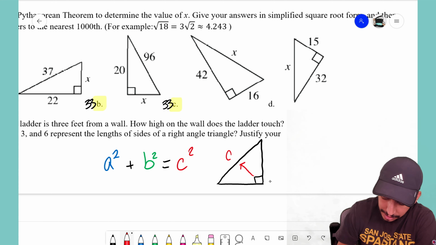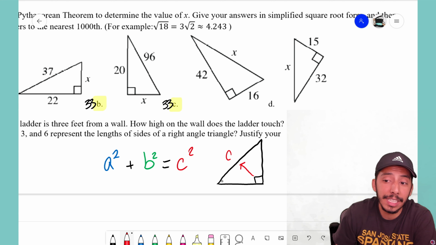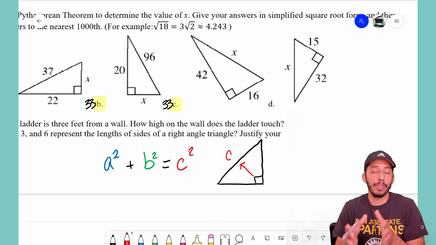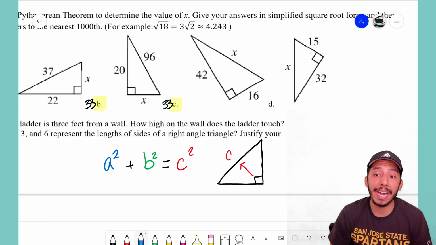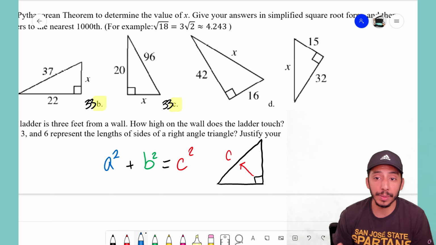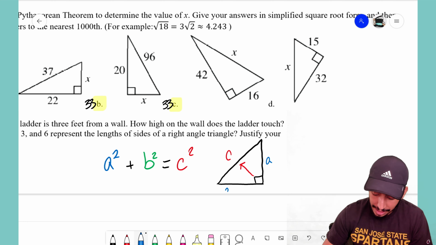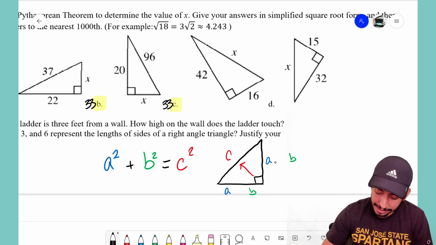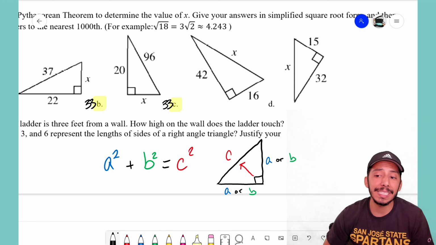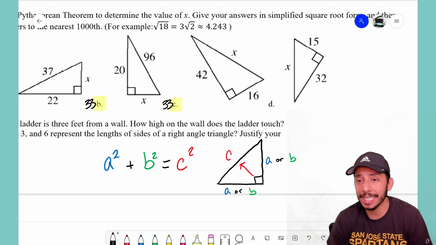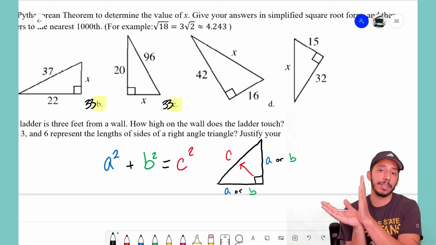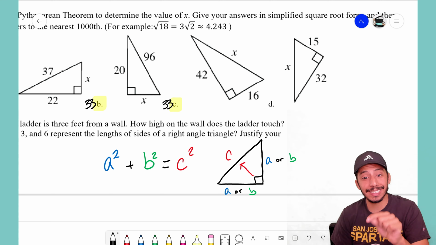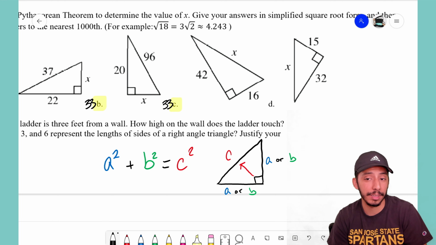The other two sides, you notice that those two sides are making the right angle, right? Those two sides make that right angle. It doesn't matter which one you label A, which one you label B. So I can write A, and then I'm going to also write B, and in the middle, I'm going to say or. Because it doesn't matter which one you write that as. One can be A, one can be B. The legs don't matter. The hypotenuse is what's important. That is C. That has to be your C squared.